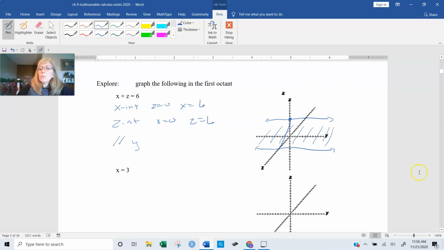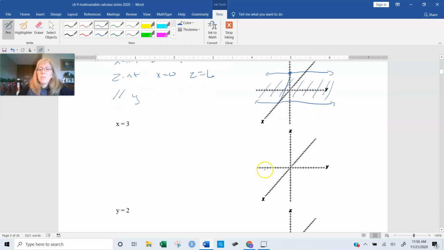All right, x equals 3. Wonder what that looks like. I hope you got it. X equals 3, you were on the 3 line. You are parallel to the y and the z. So it went this way, and it goes literally straight up and down. So you are graphing this up and down plane. If you went straight here just on the x in the first octant, that would have been perfectly fine.